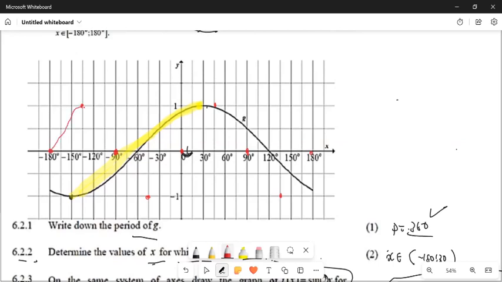Dot number 1, dot number 2, dot number 3, dot number 4, number 5, number 6, 7, 8, 9.